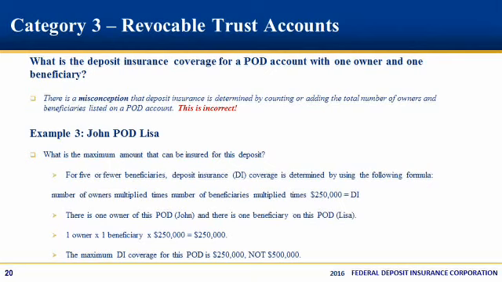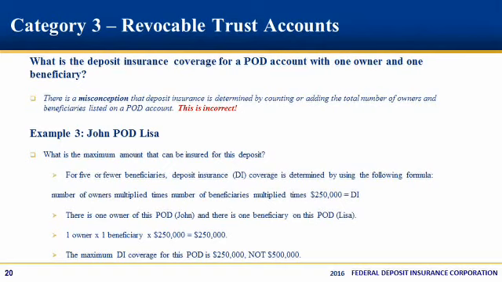There is a misconception that deposit insurance coverage is calculated by adding the number of owners and the number of beneficiaries on a payable in death account. To explore this issue, let's look at example number 3, where we will assume that John is opening a payable in death account, naming Lisa as the beneficiary of the deposit if he predeceases her. Assuming this is the only revocable trust account John has at the bank, what is the maximum insurable amount of deposit insurance coverage for this account?